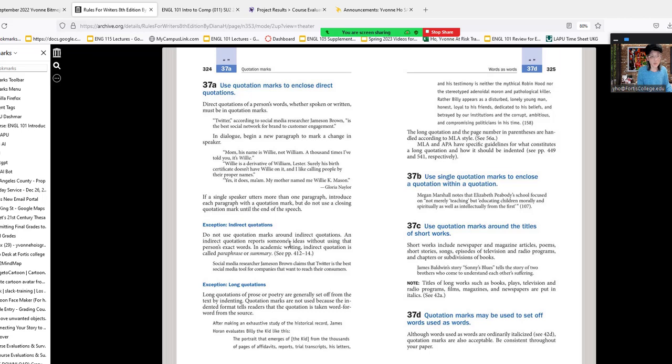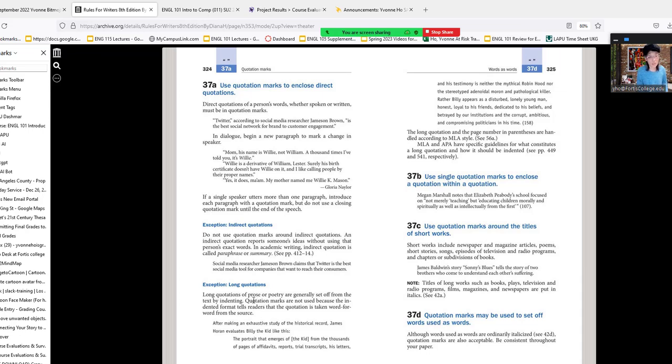Do not use quotation marks around indirect quotations. An indirect quotation reports someone else's ideas without using that person's exact words. In academic writing, indirect quotation is called paraphrase or summary. Social media researcher Jamison Brown claims that Twitter is the best social media tool for companies that want to reach their consumers. Exception: long quotations.